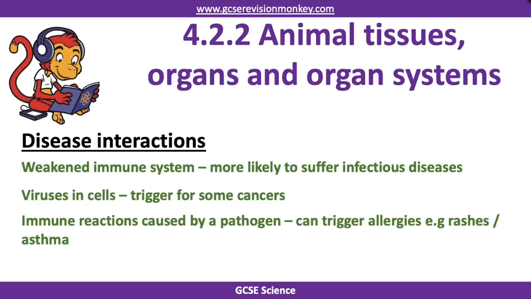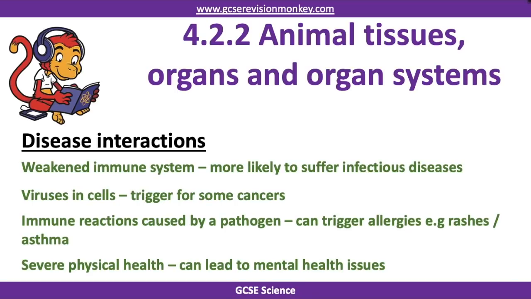Immune reactions caused by a pathogen can also trigger allergies or rashes or asthma. So if your body is responding to a particular bacteria or virus or other pathogen entering your body, that can cause other issues as well. And also severe physical health problems can lead to mental health issues. For example, if you've broken your leg, you're out of work for a long time, you can't see your friends, you're in the house a lot of the time, you're not very mobile, this can then lead to depression, anxiety and other mental health issues as well.